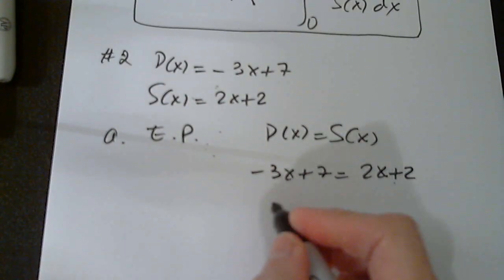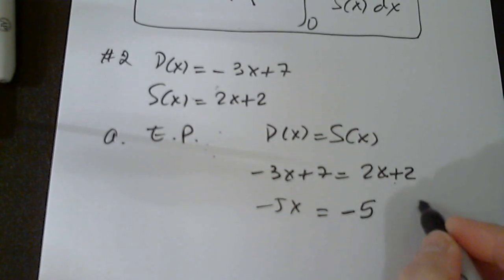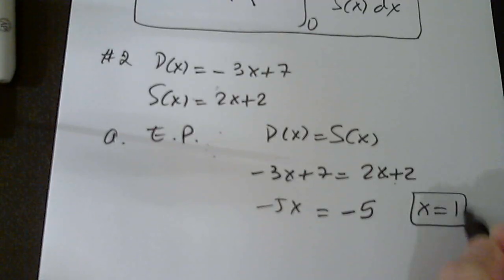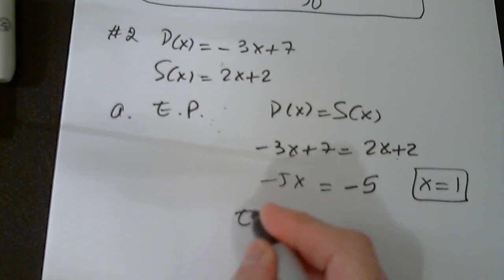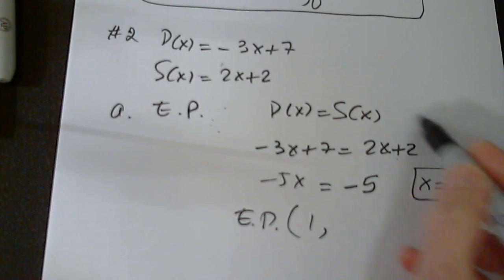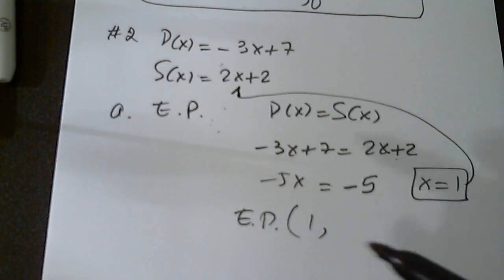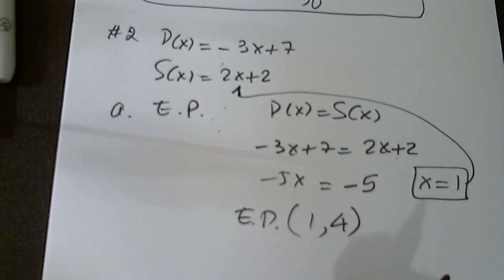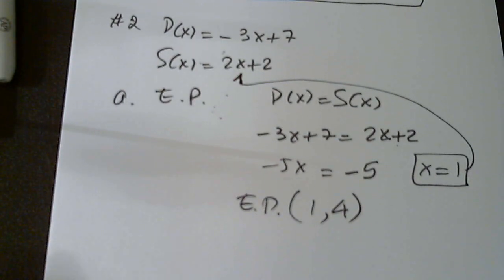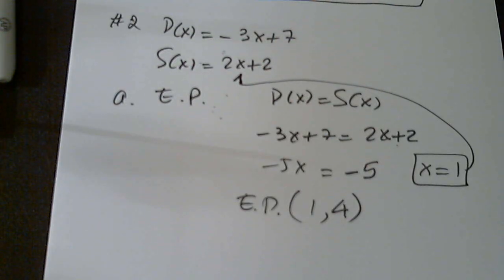I move 2x to this side. I move 7 to this side. So I get x equals 1. So the equilibrium point is 1 comma. You plug in anywhere, it doesn't matter. It has to be the same. 2 plus 2 is 4. So for this situation, with the given demand and the given supply functions, we determine the equilibrium point.